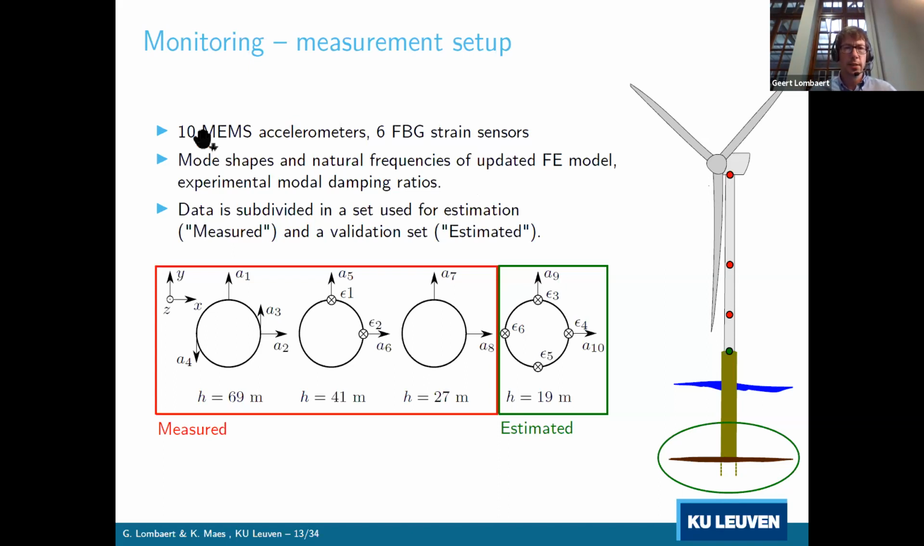Now, this entire data set has been subdivided into a set which has been used for estimation. These are the quantities which are indicated as measured here. The A indicates the accelerations, and here you can see these strains. We'll use this data from 3 different heights to estimate these strains at the lowest level of the wind turbine tower.